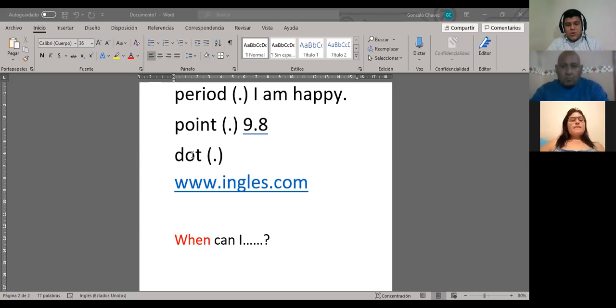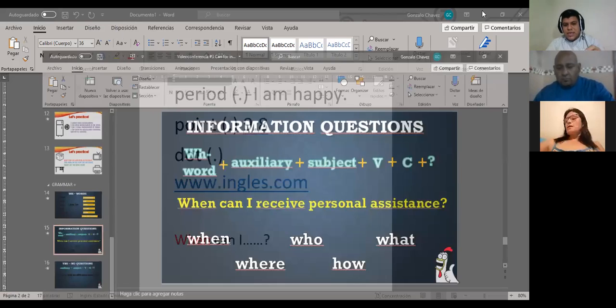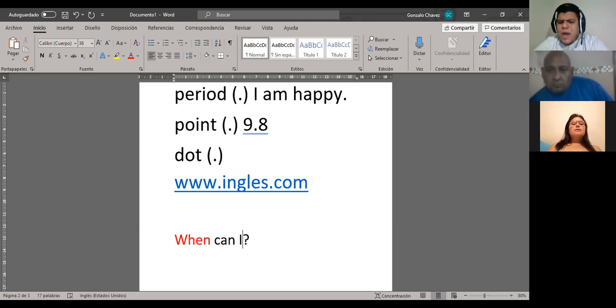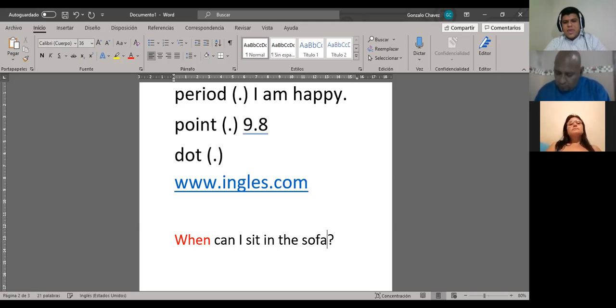Con las yes/no question o con la WH question. En este caso, yo podría muy fácilmente cambiar el sujeto, right? Voy a hacer la oración completa para que lo visualicemos mejor, right? O dígame usted, ármeme una pregunta con when can I, e inclúyame el complemento y yo le voy a dar otro ejemplo a partir de eso. When can I sleep in the sofa? Okay. In the sofa, right?